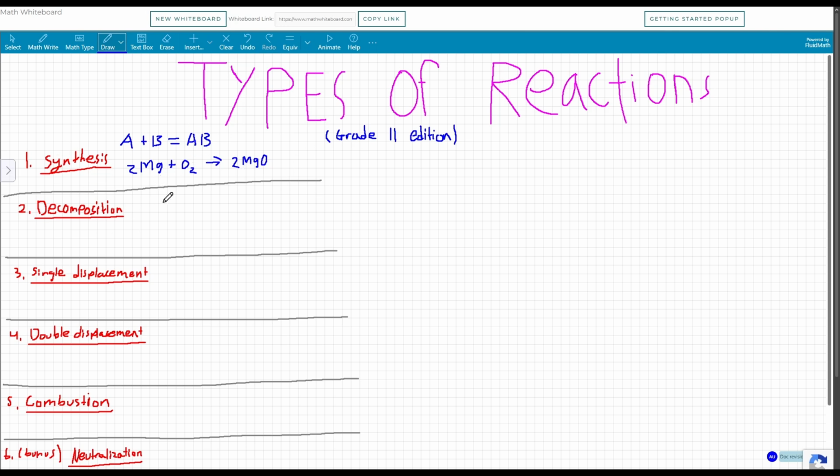Decomposition. Same as synthesis pretty much, except the opposite. So AB turns into A plus B. Let's give an example here. We have H2O, some good old water, turns into hydrogen plus oxygen, and both hydrogen and oxygen are diatomic, so we put a 2 there. And we need to balance out this equation, so let's put a 2 here and a 2 here.